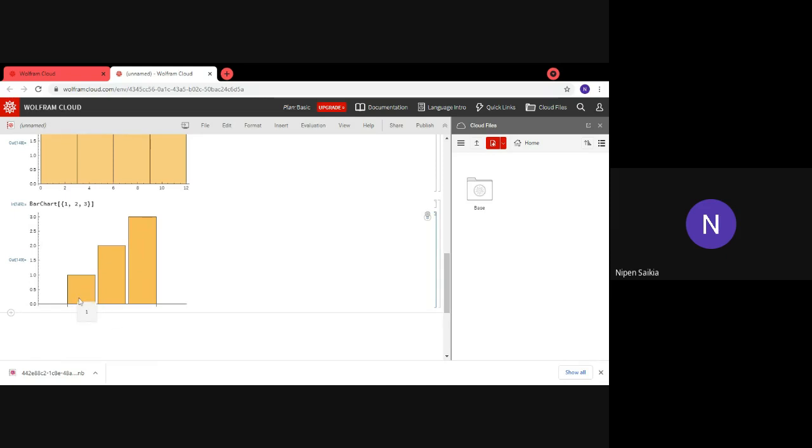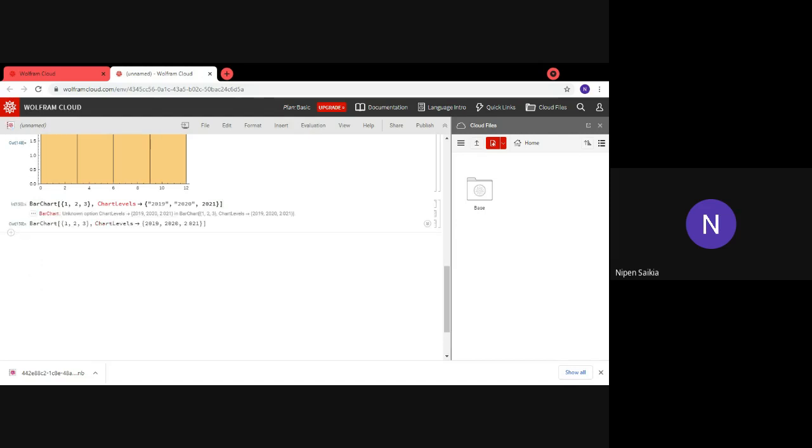Now I want to put the labels here. So we'll use the command ChartLabels. We want to put labels here. So I will write ChartLabels, then a right arrow, and then a curly bracket, then within double inverted commas I will write 2019, then 2020, then 2021. Then let us press shift enter.